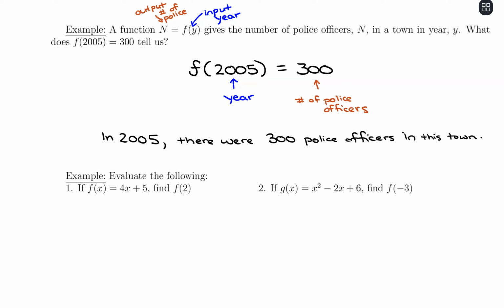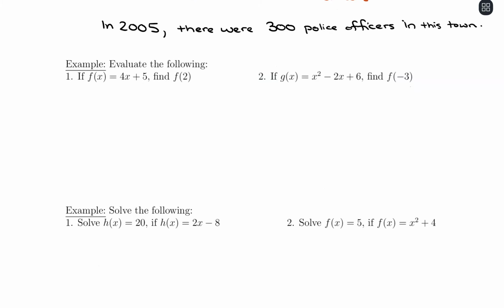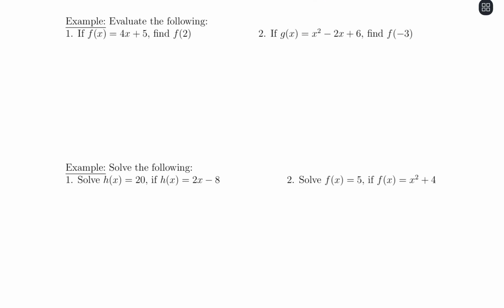All right, so there's a nice little example with context to it. Let's do some examples where we're simplifying algebraically. So we want to evaluate the following. We have f of x equals 4x plus 5, and we want to find f of 2. So what we're being given here is our input, and in this case our input is x. So we're being told what x is equal to.